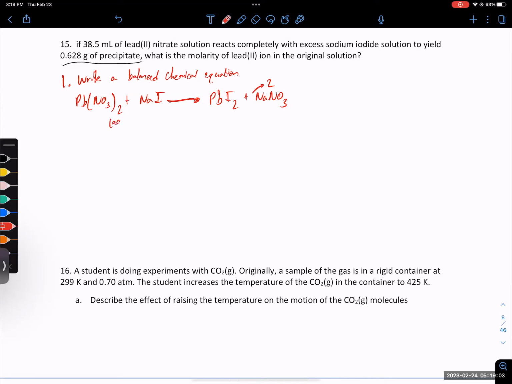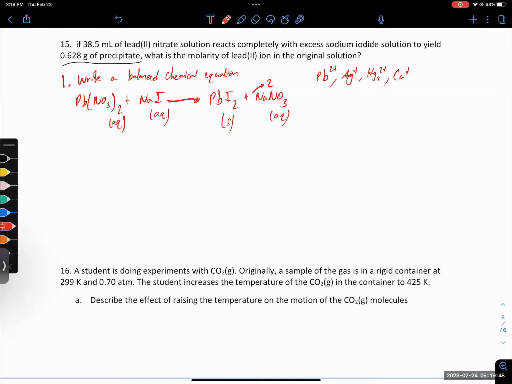Then let's fill out our physical states. Aqueous. Is this soluble or insoluble? Sodium nitrate. It is. Why? Nitrate. Yep. And then what about our lead-2 iodide? Soluble or insoluble? Why? Because the lead is different from iron. Yeah, so it's lead 2 plus, normally soluble, silver plus, mercury, something like that, and then copper plus.